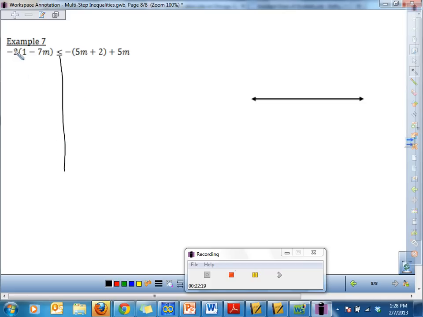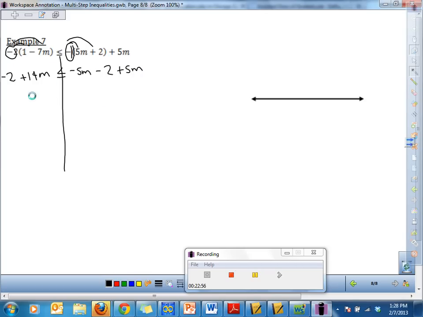Alright, I notice on the left-hand side I need to distribute. I'm going to do that first. Negative 2 times 1 is negative 2. Negative 2 times 7n is a positive 14n. Bring down my inequality sign. Now right here I have a negative and then a parenthesis. Remember there's an imaginary 1 right there. So I'm going to distribute a negative 1. Negative 1 times 5n is negative 5n. Negative 1 times 2 is minus 2.